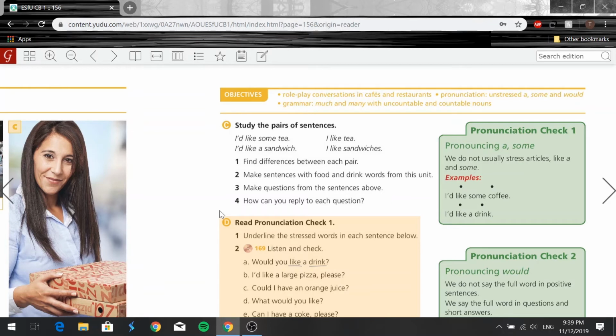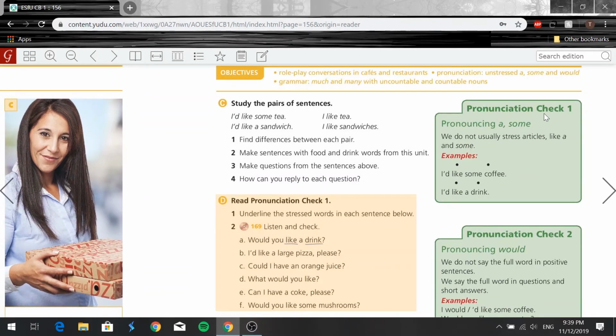Same thing for, would you like a sandwich? I could also say, yes, please, or no, thanks. But what if someone asks me, do you like tea? I could say, yes, I do, or no, I don't. And if someone asks me, do you like sandwiches? Again, I could also say, yes, I do, or no, I don't, based on my personal preference. Okay? Now let's go to pronunciation check 1.